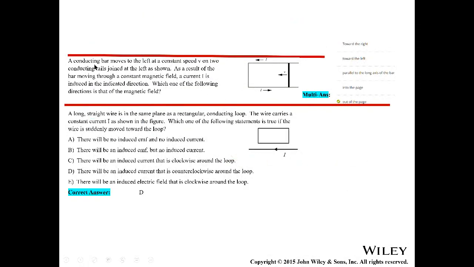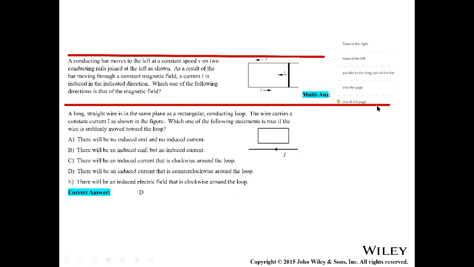And the other one is you have a conducting bar. It moves to the left at constant velocity through some magnetic field. They don't show you whether it is out of the board or into the board. They just say, as this rod is moving through, there is an induced current. But they have measured the induced current to be counterclockwise. And the question is, which way is the magnetic field?